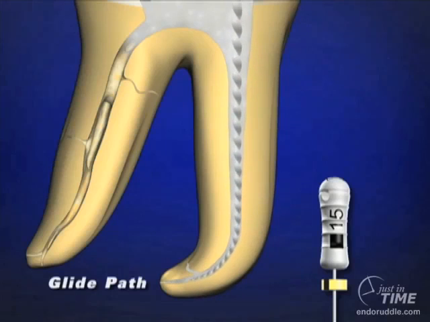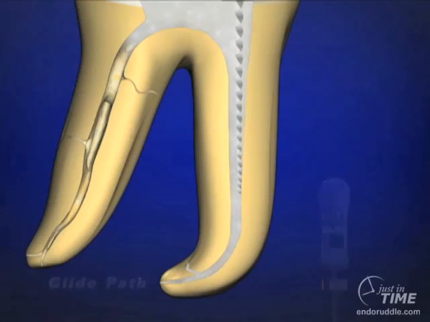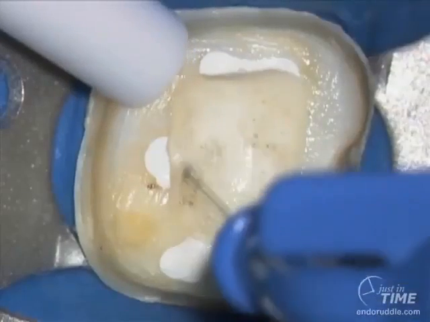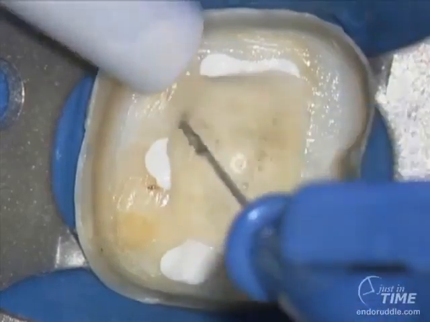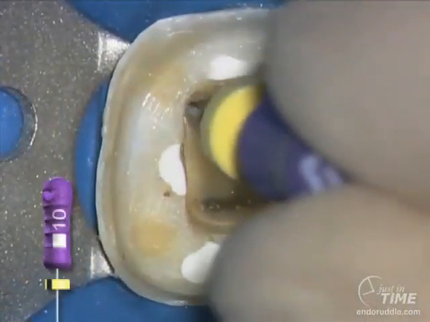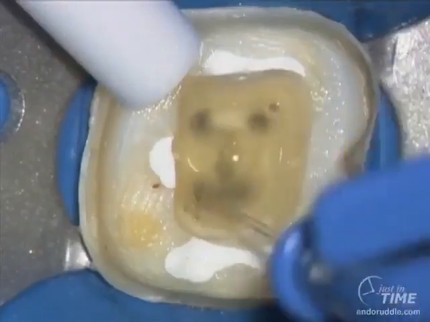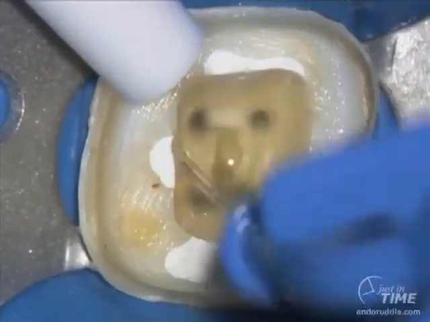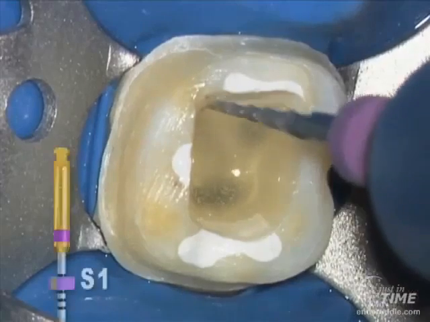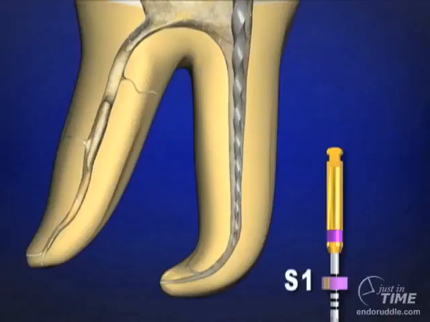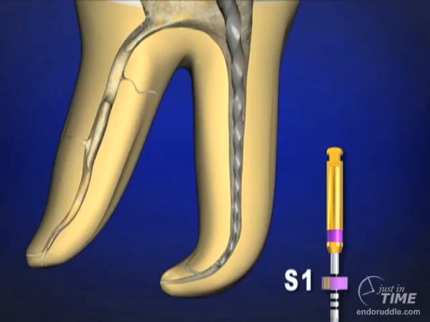Irrigate to liberate viscous chelator. Again, you'll notice a lot of effervescence. Recapitulate with a tin file, and that's patency. And then re-irrigate to liberate that debris. We can now carry the S1 to length. And usually, in 1 or more passes, we can achieve length. If it's a fairly straightforward canal, we can get there pretty much in 1 pass.